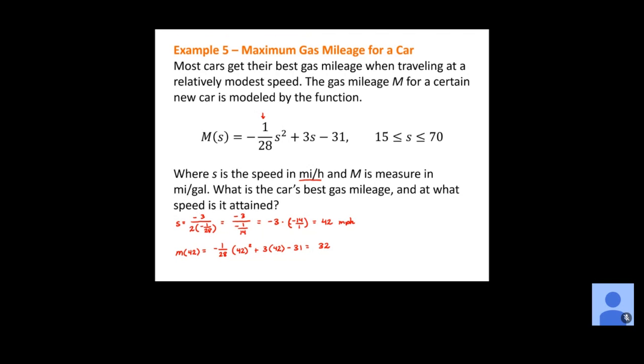And again, we need to think about the context of the problem. What are the units going to be here? Our M was measured in miles per gallon. So this right here is 32 miles per gallon. So what this tells us now is this new car attains its best gas mileage when traveling at 42 miles per hour, and that best gas mileage is 32 miles per gallon.